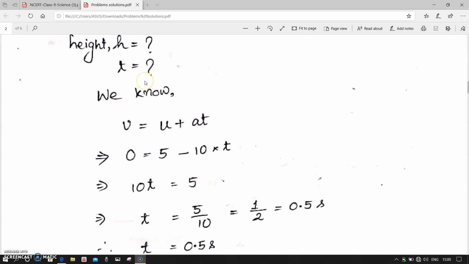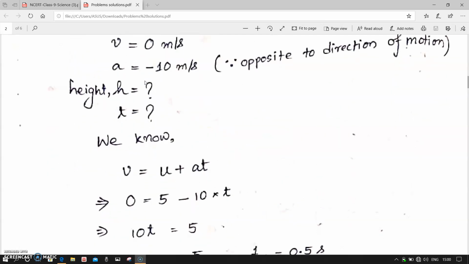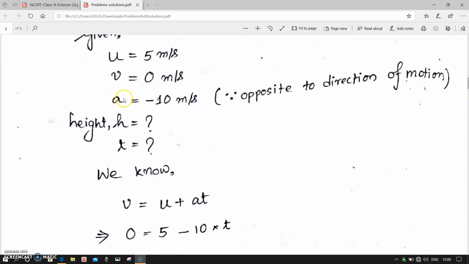So put the value. Why do you do this? First of all, you have to find the time, so you have to find the height, or you can do v square minus u square equal to twice as. You can use this to find the height directly, and then v equal to u plus at for time. So whatever you want, you can do. I have done this. You can use any of the three equations of motion so as to find height or time.